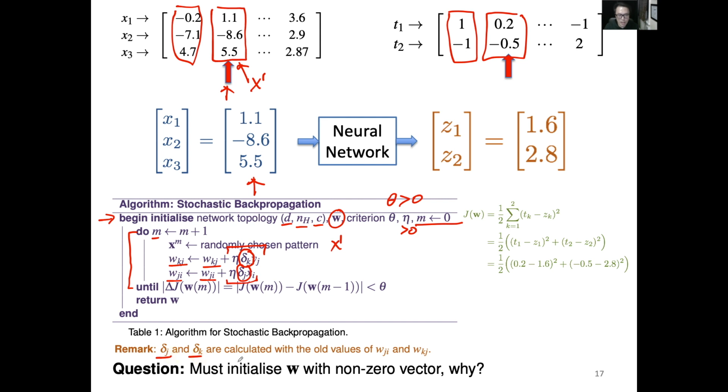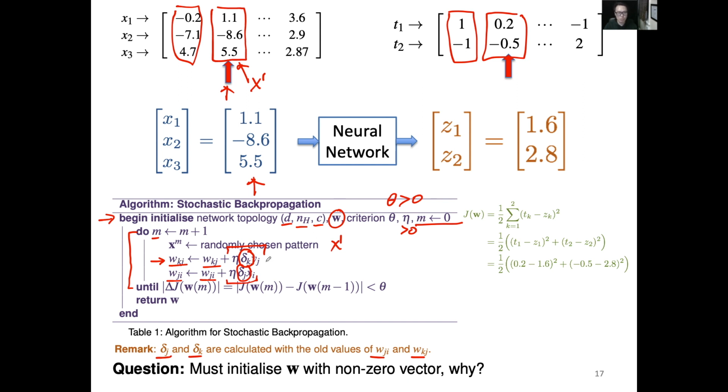Now note that when we do this update, delta j and delta k are calculated according to the old values of wji and wkj. The meaning of the old value is that we use the current value of w. If you look at this line, we already updated wkj, so when we calculate this delta j, it would cause a little confusion if we used the new value of wkj. But when we calculate this delta j, we are not going to use this new value of wkj. We use the old value, that is the value before the update in this iteration.